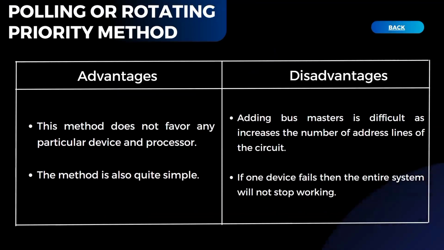There are some advantages and disadvantages to this method. The advantages are this method does not favor any particular device or end processor. The method is also quite simple. And the disadvantages are adding bus masters is difficult as it increases the number of address lines of the circuit. If one of the devices fails, then the entire system will stop working.